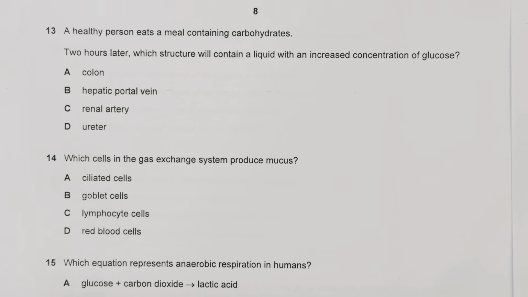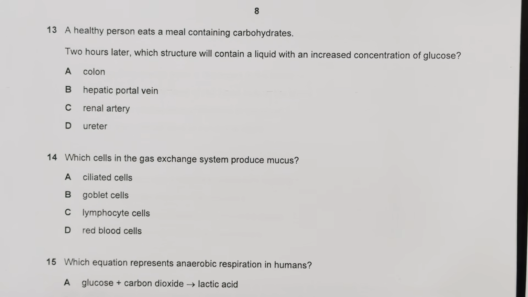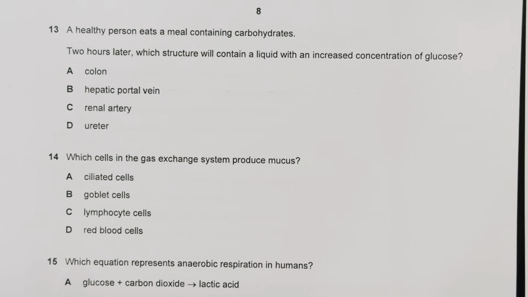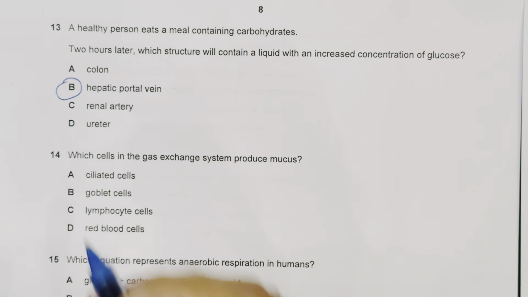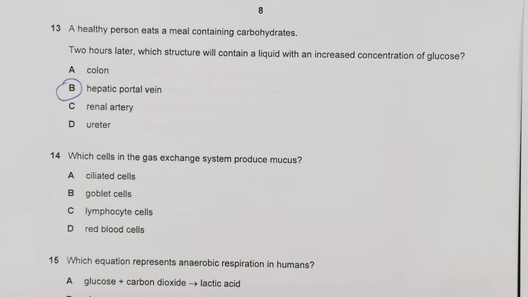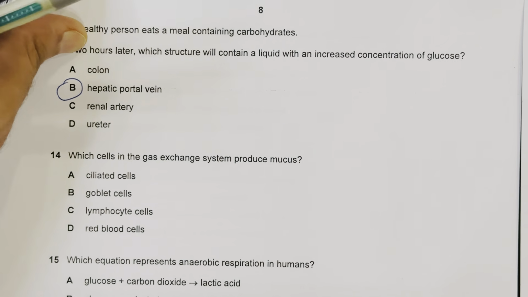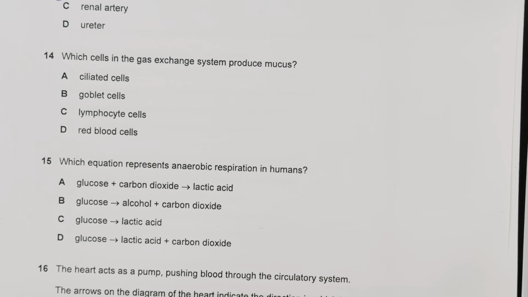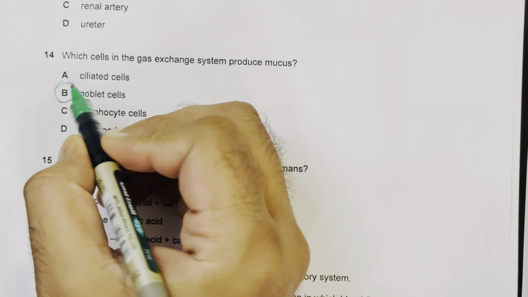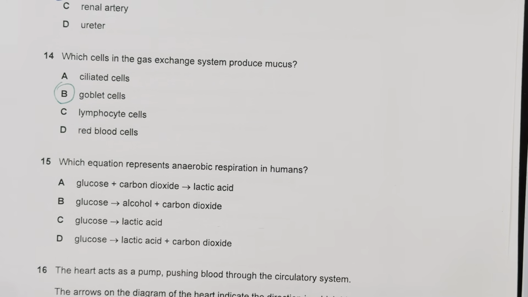Moving to question number 13. Question number 13 is that a healthy person eats a meal containing carbohydrates. 2 hours later, which structure contains a liquid which increases the concentration of glucose? Okay, we know that it is the hepatic portal vein that increase the concentration of glucose. Moving to question number 14. Which cells in the gas exchange system produce mucus? So mucus are produced by goblet cells. So option number B is the right answer. This was an easy question. Moving to question number 15.